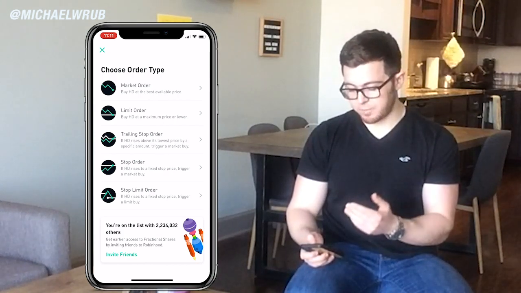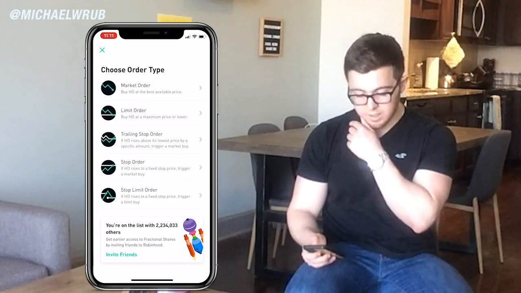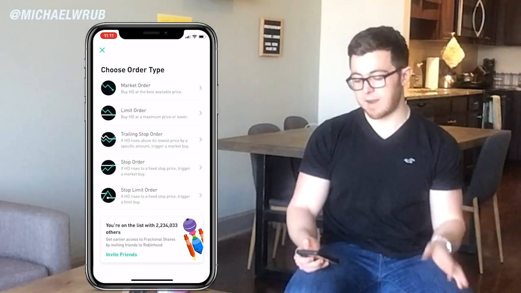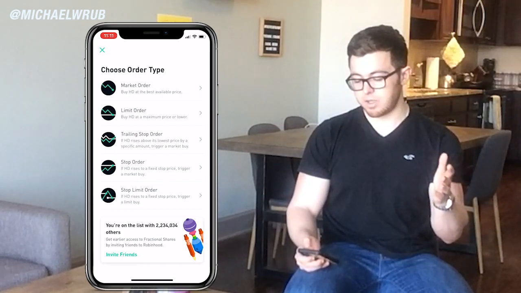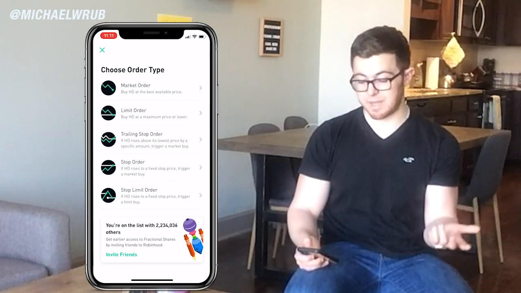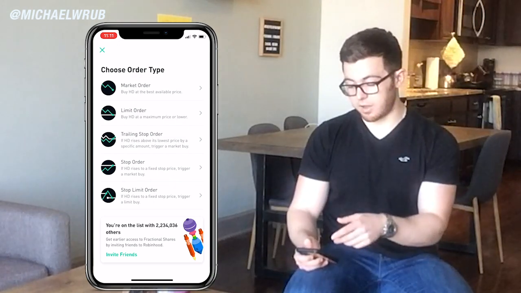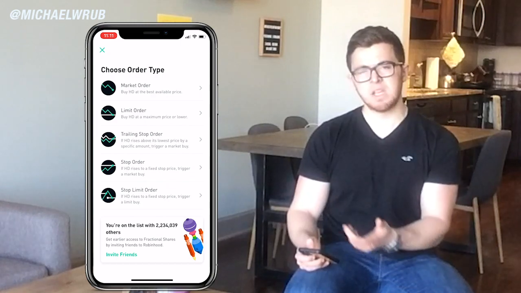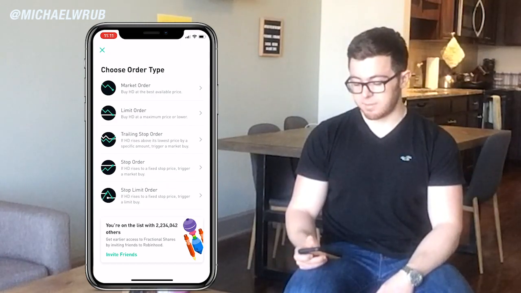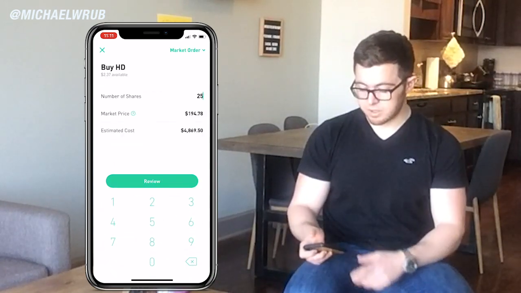Those are the basics. So market order right here, and that is, you buy it at whatever the best available price is. Limit order is you set a maximum price that you're willing to spend on the stock. There's a couple other options, but if you're just looking for the basics, those are pretty simple, and that'll get you everything you need to be a competent investor and buy or sell stocks.